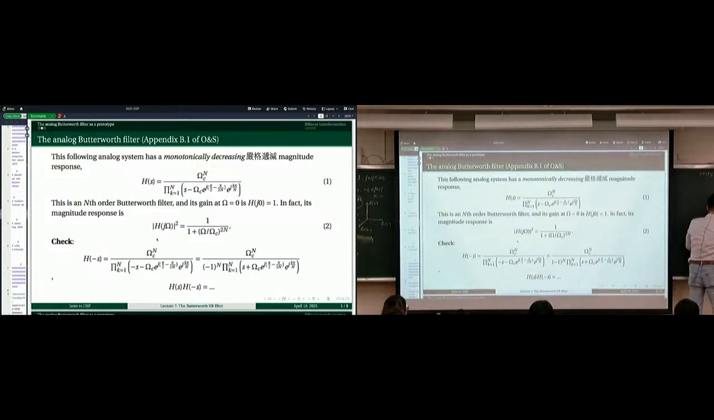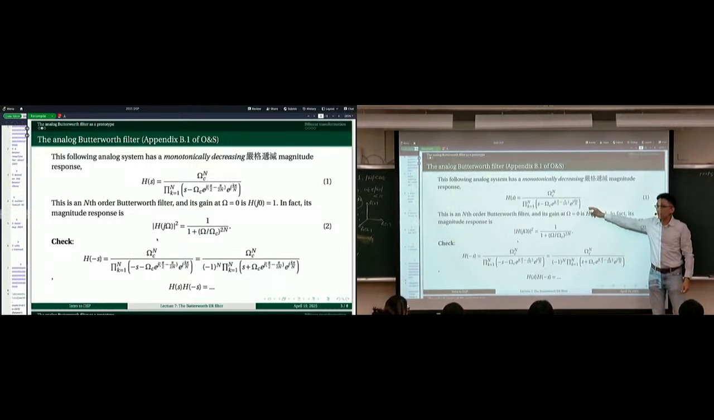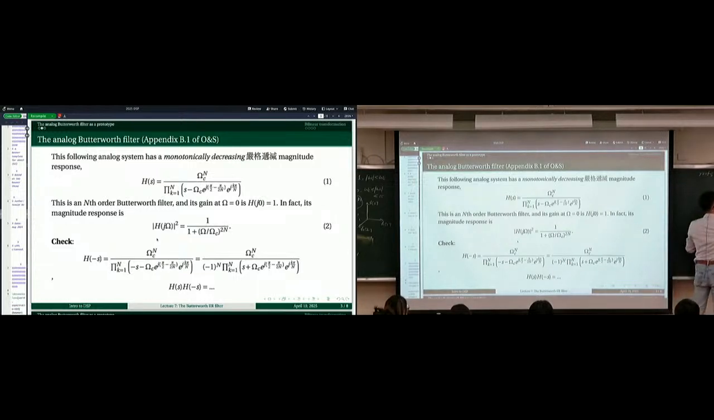For example, this is the case when n equals 8. We have 8 roots for the denominator of H of s. So they are the poles of this analog system. The poles are all located on the same circle in the S plane. This is not the Z plane, but the S plane.